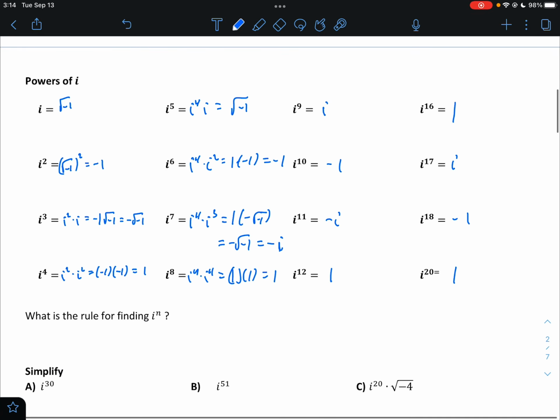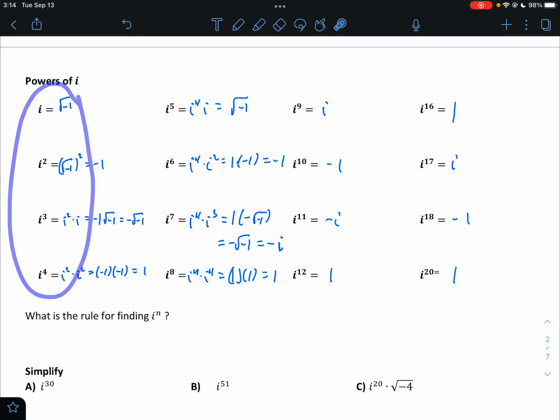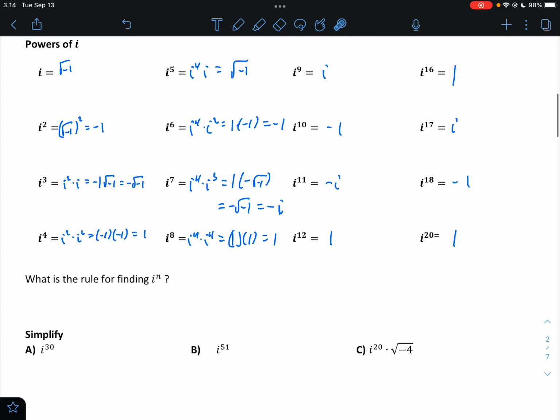So what is the rule for finding i to the n? Basically, you want to see the exponent, how much more it is over any multiple of 4. So you want to divide n by 4, and whatever that remainder is, it's going to match up with one of these. So let's take a look at a couple.